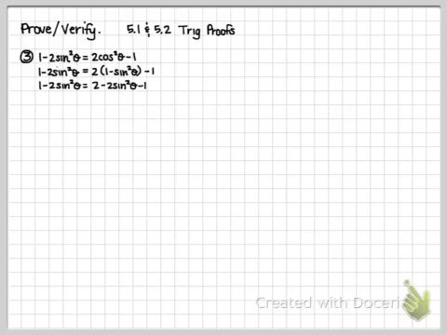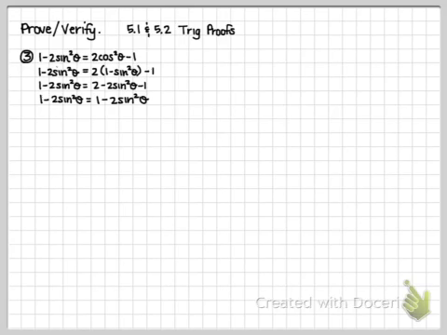Again, carry down the left-hand side. Need to make sure, again, that every line is accurate. So 1 minus 2 sine squared theta, which is what I started with in the first place. And over here, I'm just going to combine like terms. So I have 2 minus 1 at the end, which is going to be 1. And then I have 1 minus 2 sine squared theta.